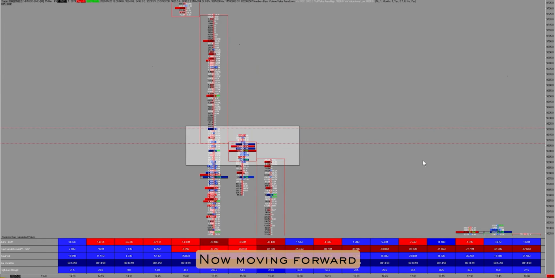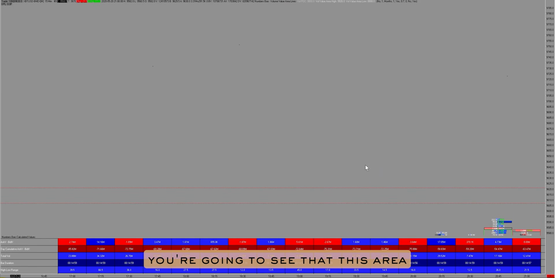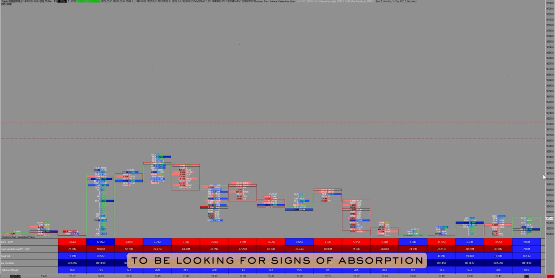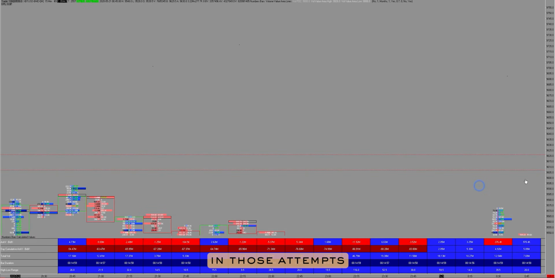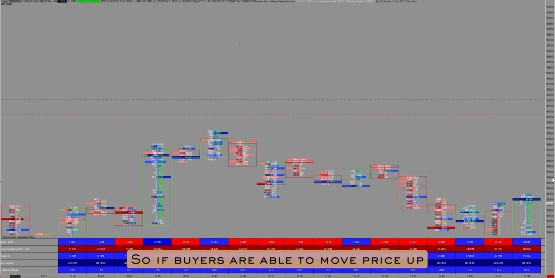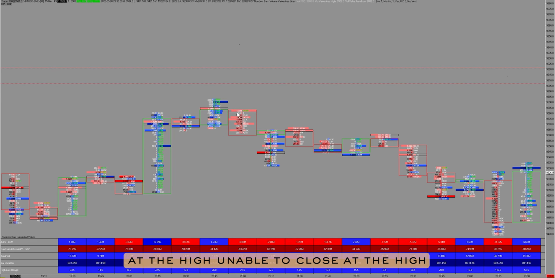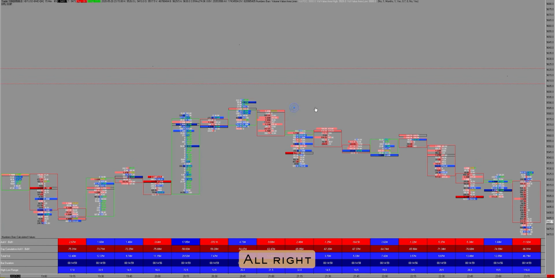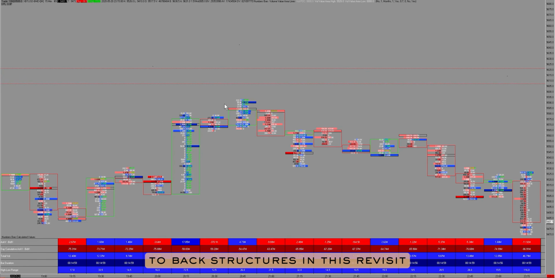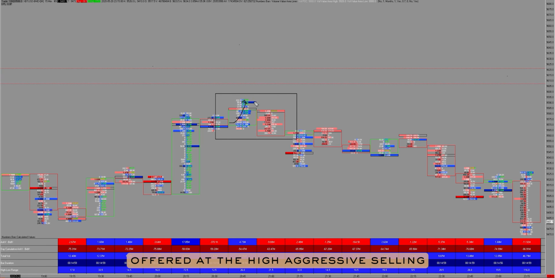Now moving forward, you're going to see that they attempt to retest this area. This is where you're going to be looking for signs of absorption in those attempts. Are buyers able to move price up with conviction, or are we seeing imbalances at the high, unable to close at the high? If we look at two back-to-back structures in this revisit, price moves up, offered at the high, aggressive selling, aggressive buying at the high, unable to close, closing below the point of control.